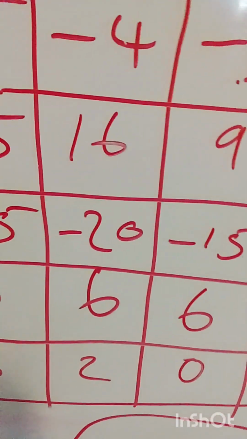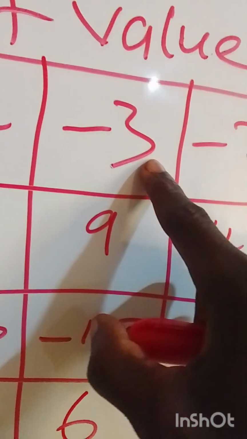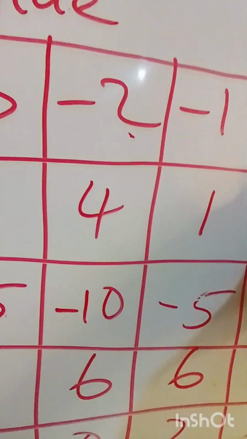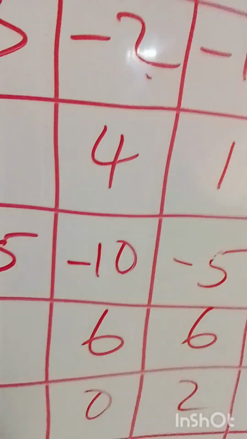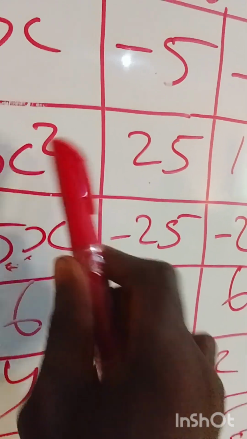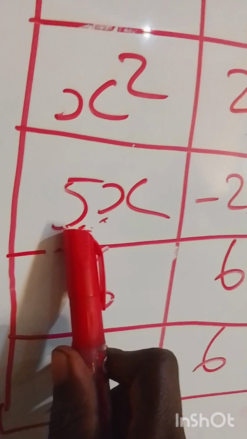Then you write it down. You come back to the minus 3, you do the same. You square the minus 3, you square the minus 2, you square the minus 1. You square each of these given numbers. Now, that is how you get the column for x squared. Then you come back to this column.